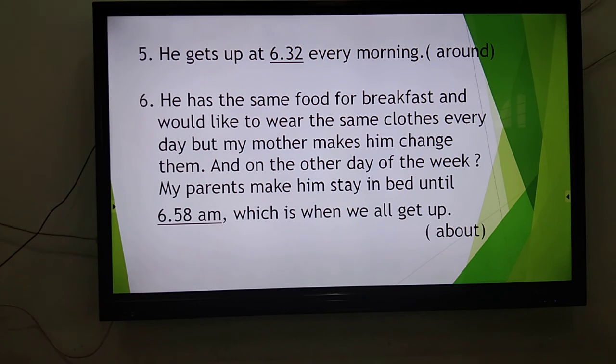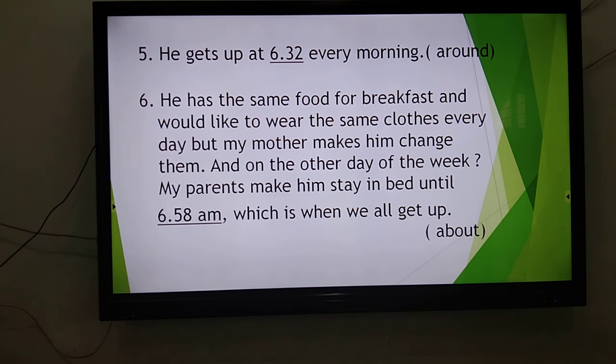Number 6, he has the same food for breakfast and would like to wear the same clothes every day, but my mother makes him change them. And on the other day of the week, my parents make him stay in bed until 6:58 a.m., which is when we all get up. We have to change only the last sentence. Alright? So change the time. How will we write it?